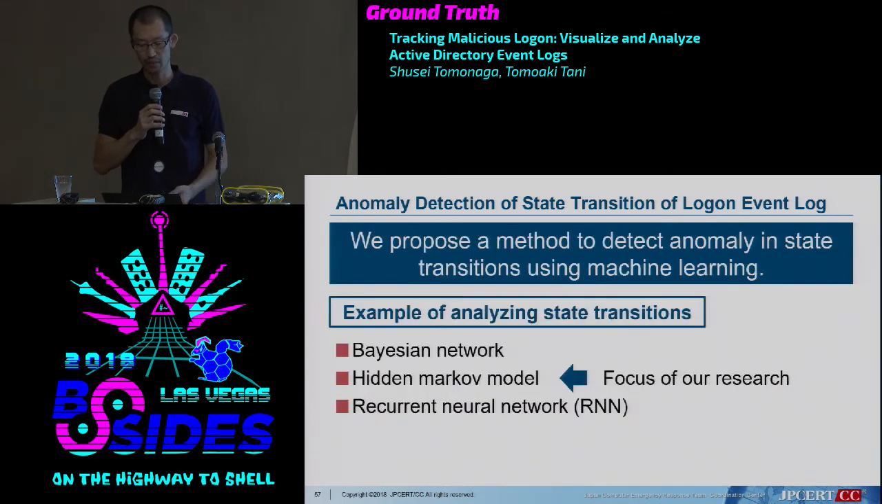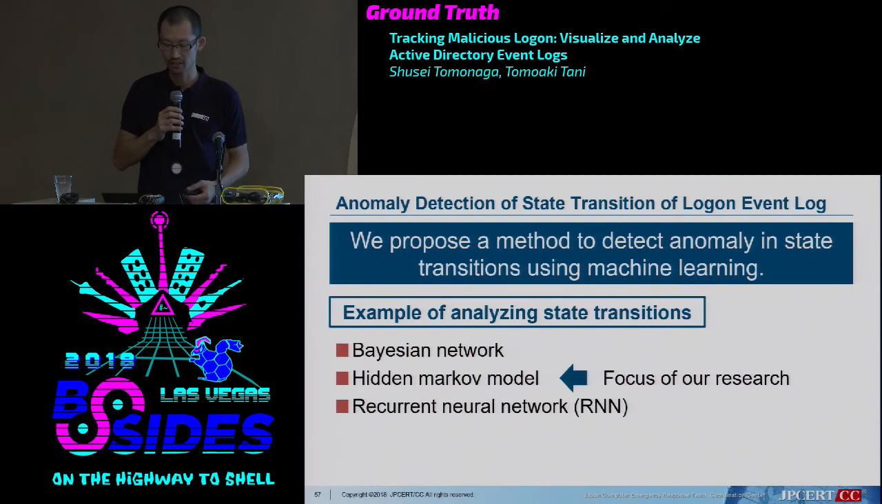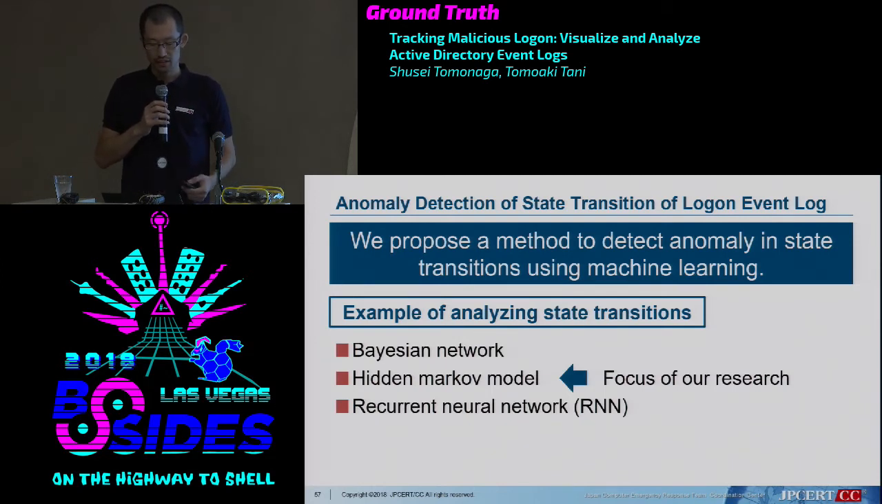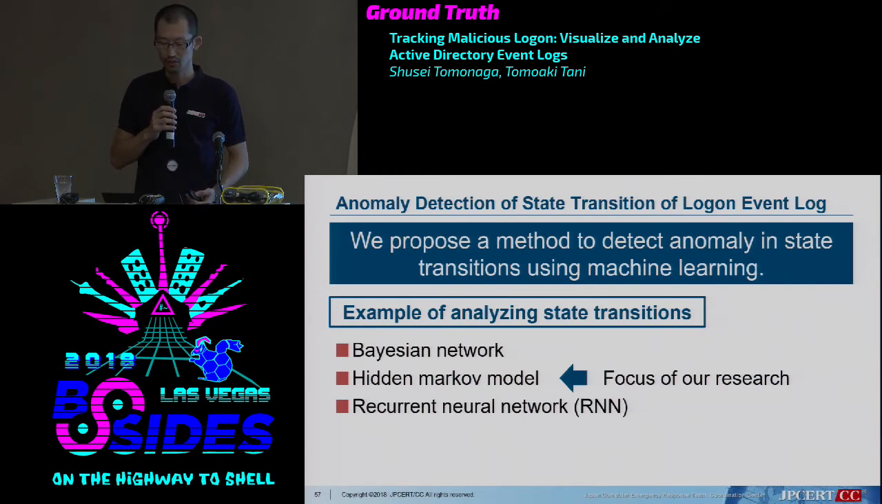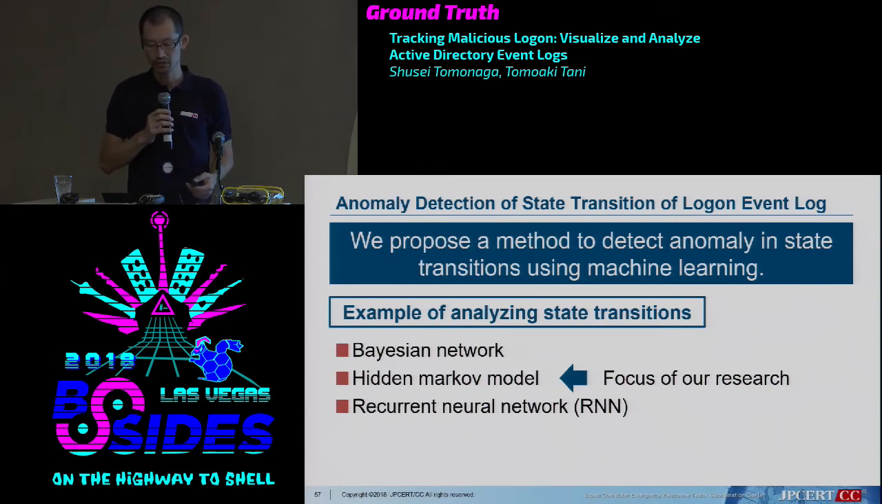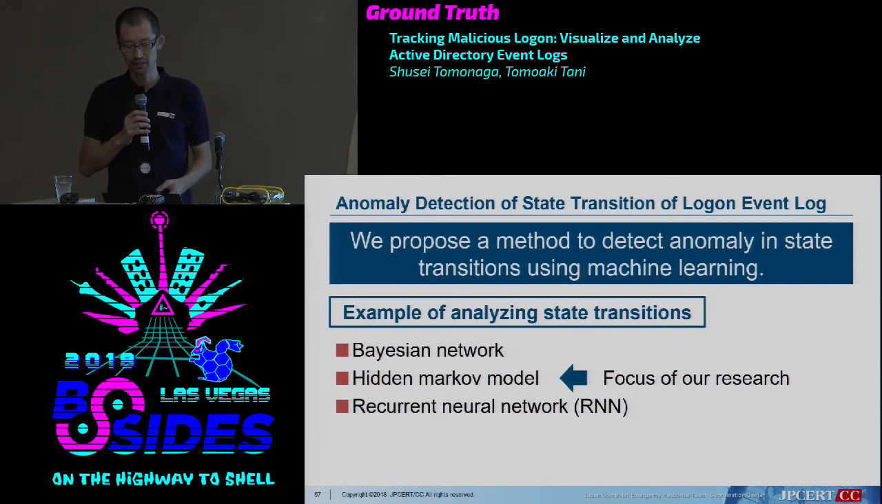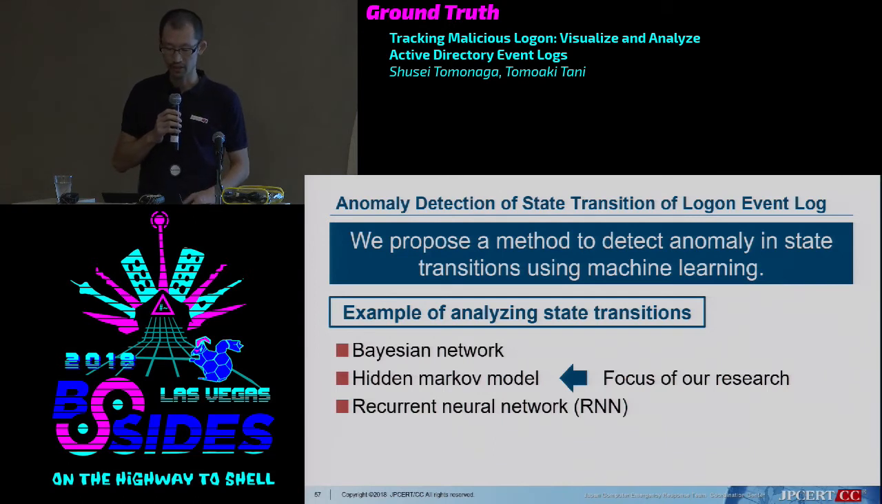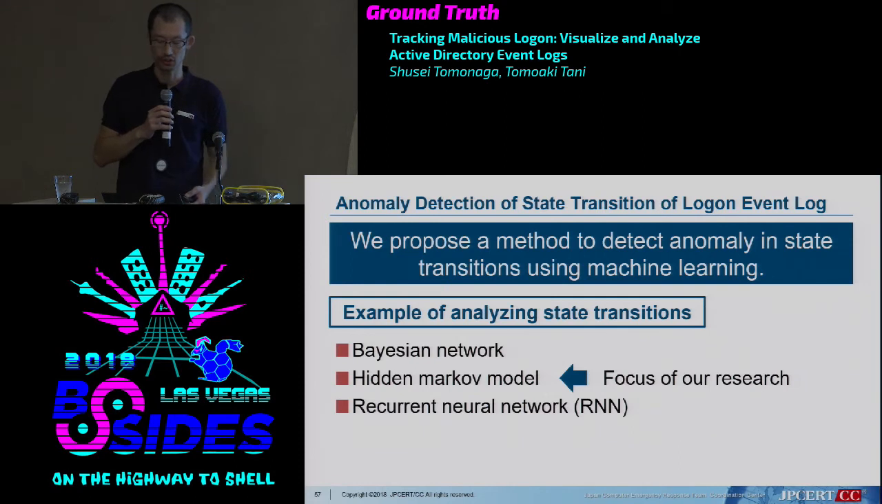So we propose a method to detect anomalies in state transition using machine learning. There are several machine learning algorithms to analyze state transitions. Recently, recurrent neural networks are mainstream in this field. However, recurrent neural networks have a problem of large computational complexity. Therefore, we analyze the event log using a hidden Markov model.